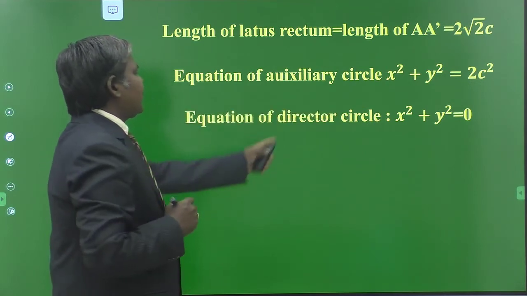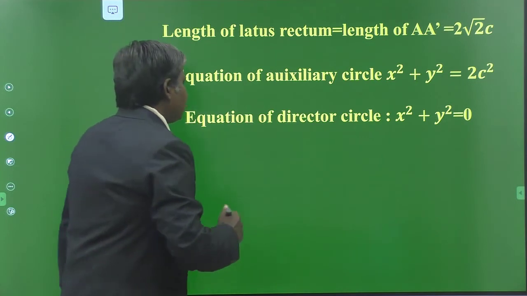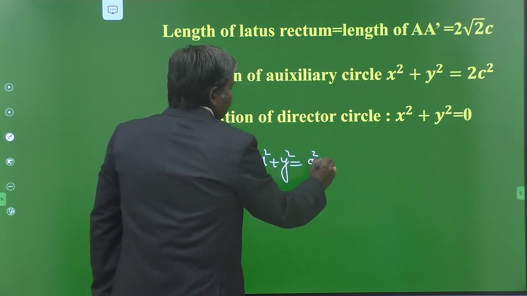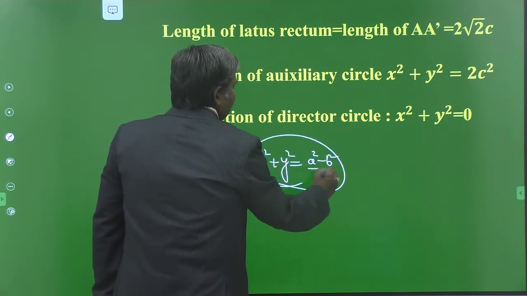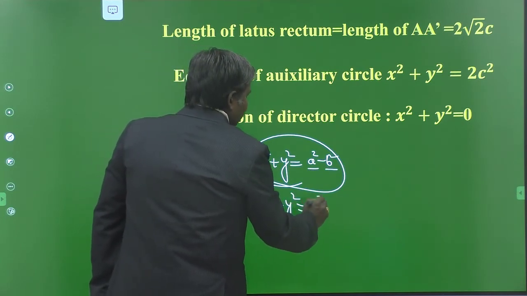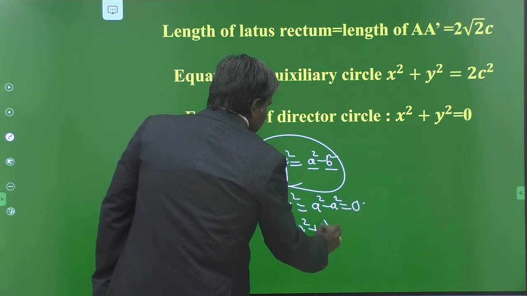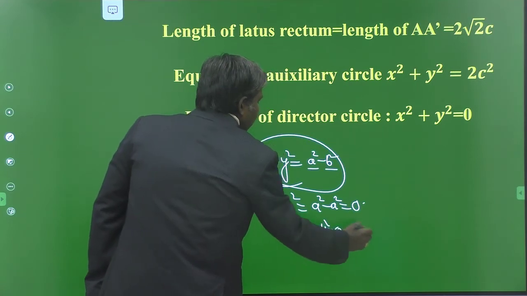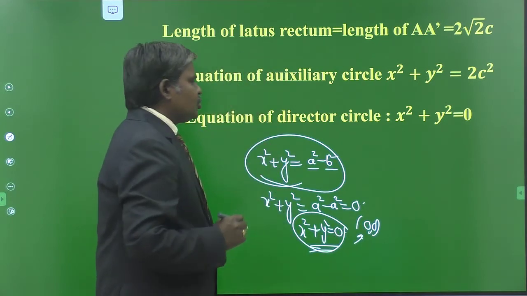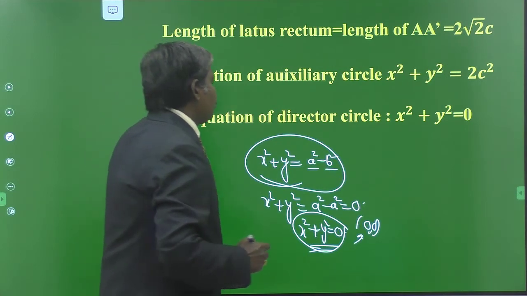Now the equation of the director circle is x square plus y square equals 0. What is the equation of the director circle? x square plus y square equals a square minus b square. For our rectangular hyperbola, a equals b. So we have x square plus y square equals a square minus a square, that is 0. So x square plus y square equals 0 is the point itself, 0 comma 0. It represents only the point circle, that is the point 0 0. So the equation of the director circle is x square plus y square equals 0.